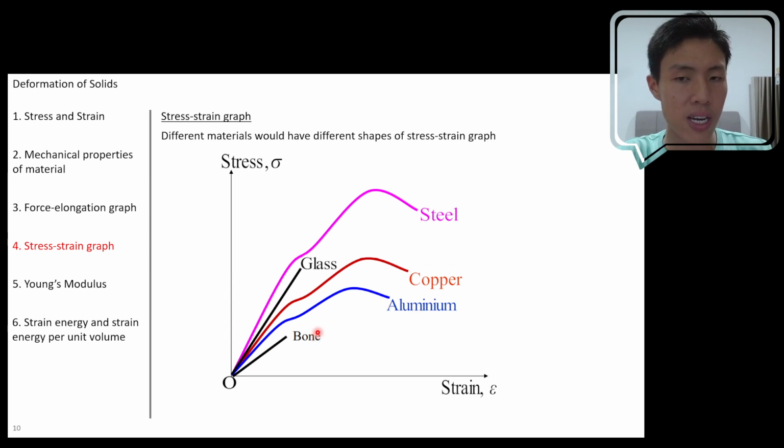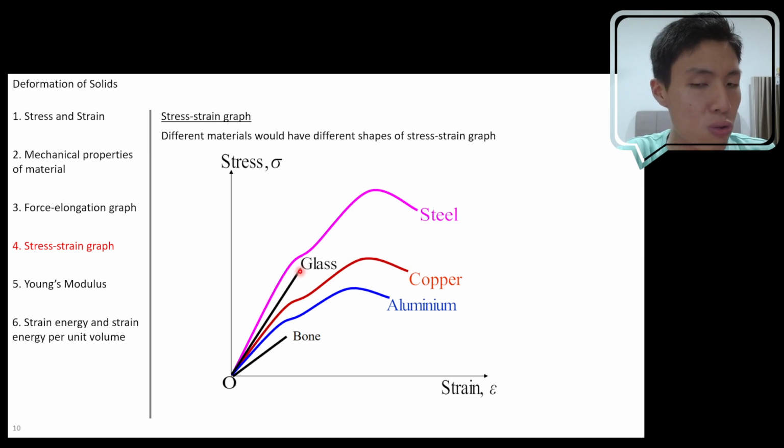Over here I hope that you're able to notice that there are two general shapes for the stress strain graph. One is the shape where you only have a straight line, and that's it. It's material like glass and bone. You can apply a stress towards this kind of material and it undergoes strain, but the stress and strain are proportional to each other till the point where the glass breaks or the bone fractures. The stress is always proportional to the strain throughout the process until it fractures.